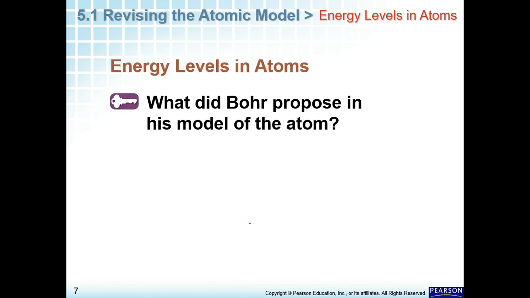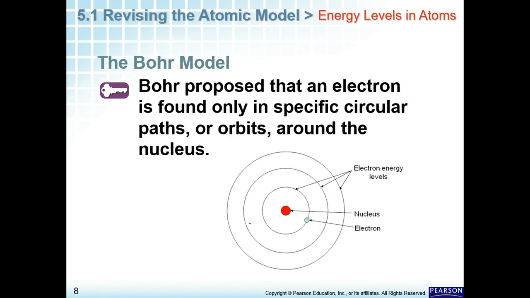Our key question asks us, what did Bohr propose in his model? Specifically, Bohr proposed that an electron is found only in specific circular orbits. So these circular paths, known as orbits, are around the nucleus, and these are where electrons are found.